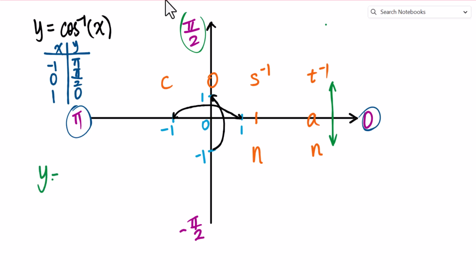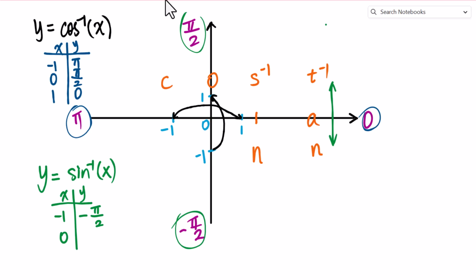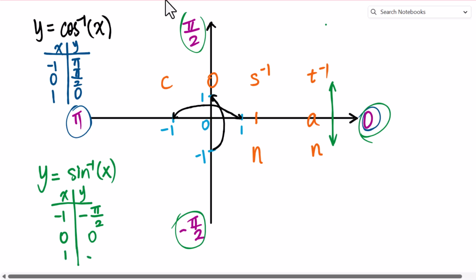For y equals inverse sine of x, write down the coordinates. When x equals -1, y is negative pi over 2. When x equals 0, y is 0. When x equals 1, y is pi over 2.